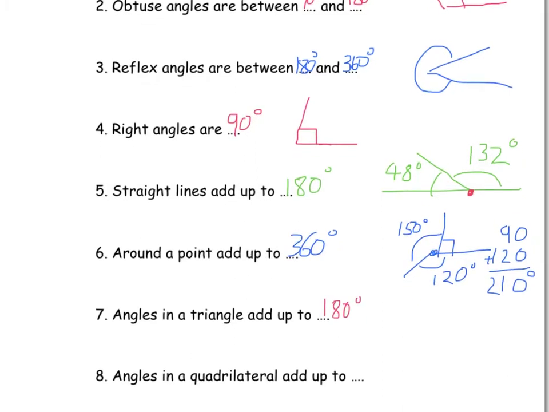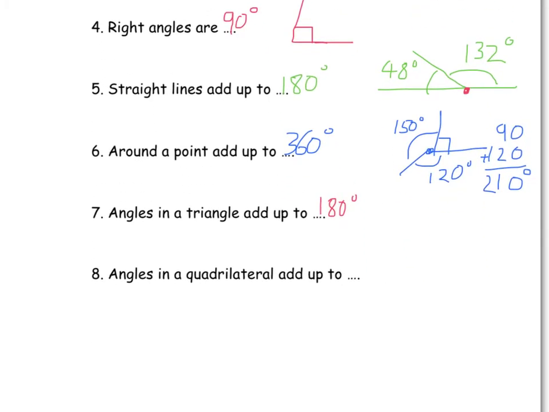So if we have a triangle, and we know this angle here is 30, we know that this one is 70, and we want to find this angle here. We add up the two we know, so 70 add 30, which is 100 degrees, and then what do we add to 100 degrees to get to 180 degrees? Well, it's 80, so this missing angle here is 80 degrees.